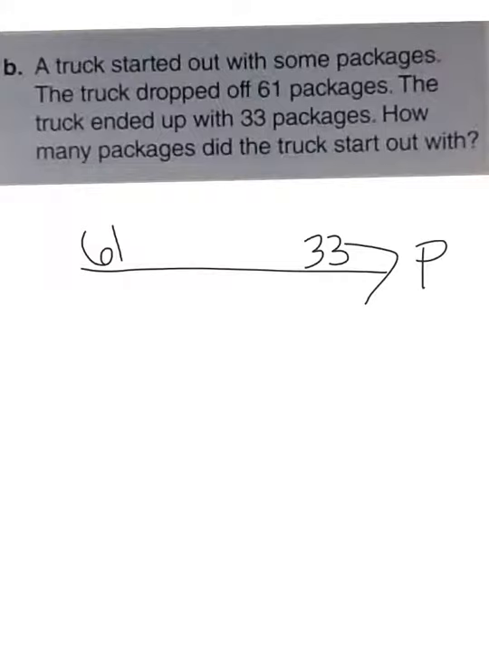So how do we solve this to figure out the starting point, or how many packages they had? We need to add 61 plus 33, and that equals 3 plus 1 is 4, and 6 plus 3 is 9. So 94 packages.